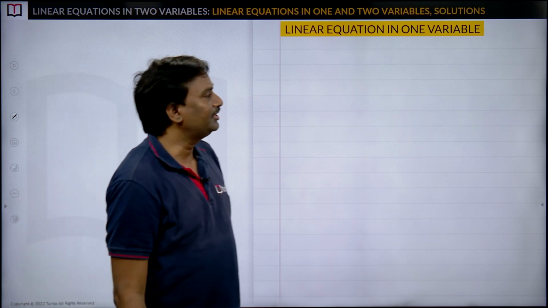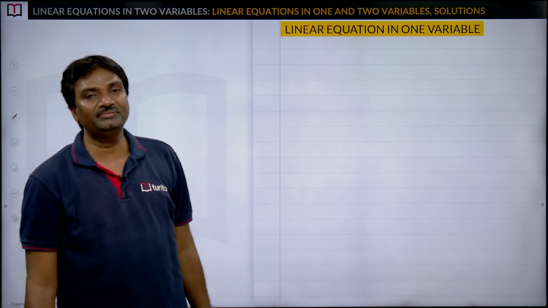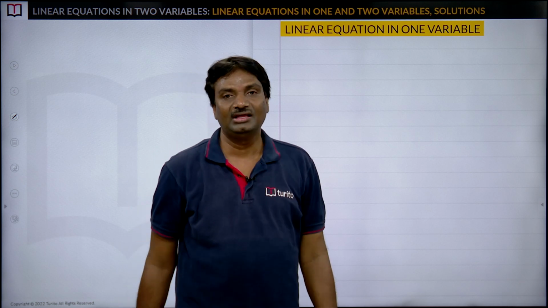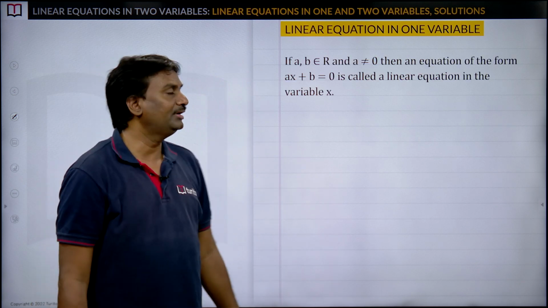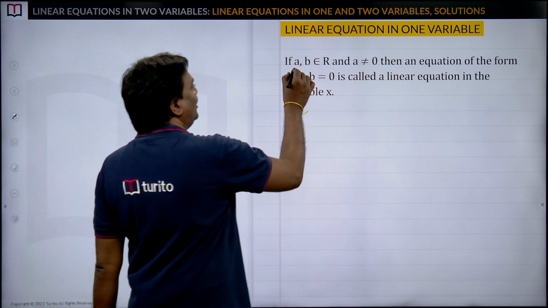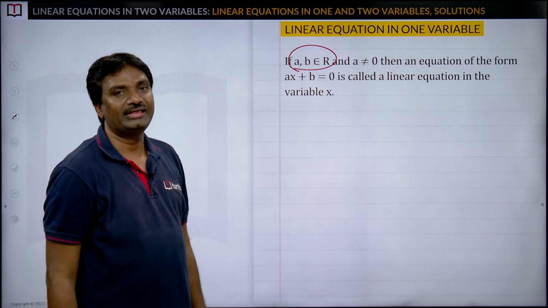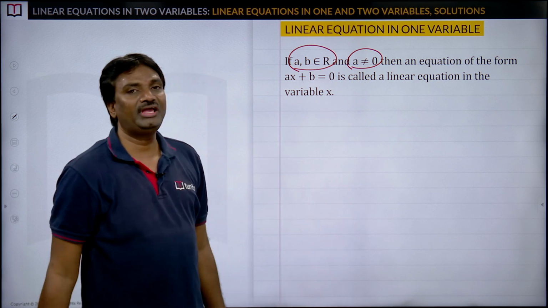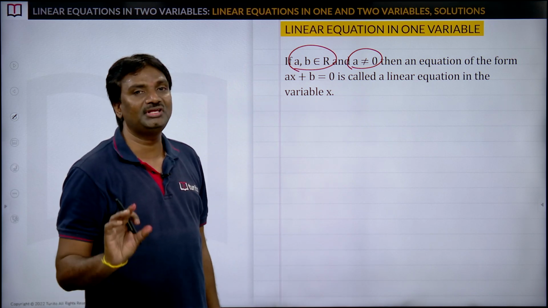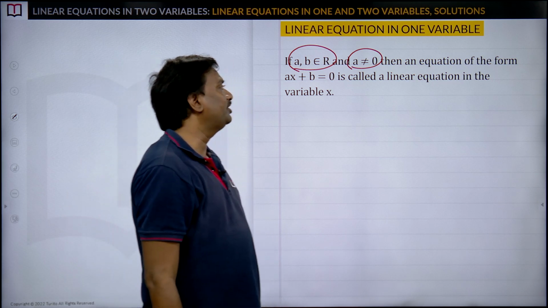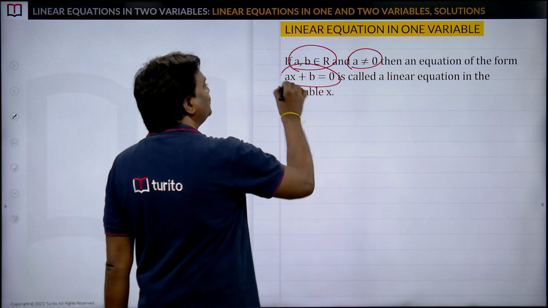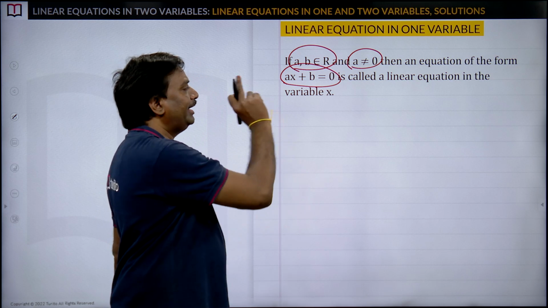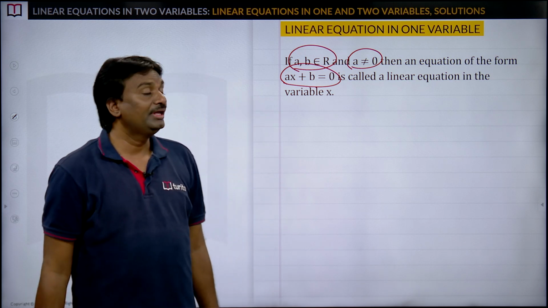Now, linear equation in one variable. Already in 8th standard we have discussed this, so just recap the definition. If A, B belong to R, where capital R means real numbers, and A is not equal to 0, then an equation of the form Ax plus B equal to 0 is called a linear equation in the variable x. A and B are constants, which we cannot change, but x is a variable.